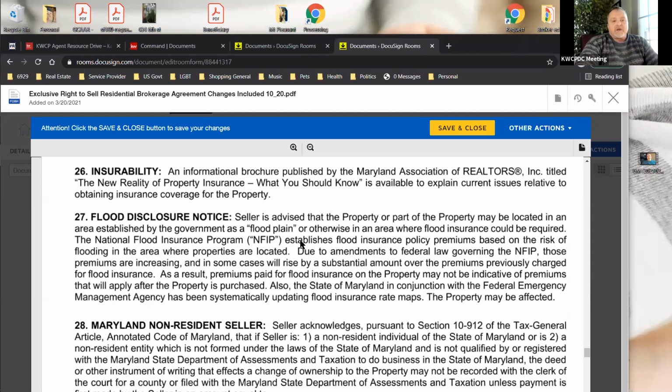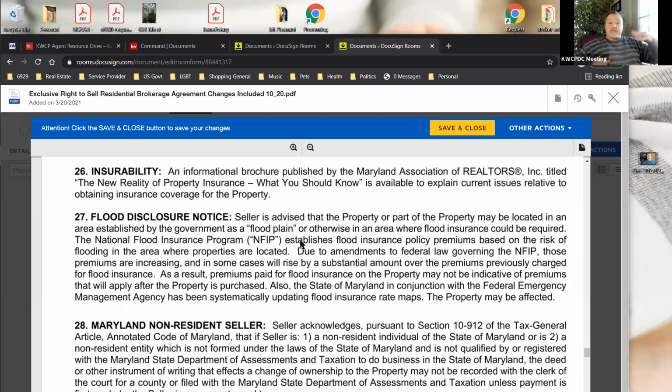All right. Flood disclosure notice. Seller is advised that the property or part of the property may be located in an area established by the government as a floodplain, or otherwise in an area where flood insurance could be required. The National Flood Insurance Program, and you can Google that, establishes flood insurance policy premiums based on the risk of flooding in the area where properties are located. Due to amendments to federal law governing the NFIP, those premiums are constantly increasing. In some cases they will rise by a substantial amount over the premiums previously charged.